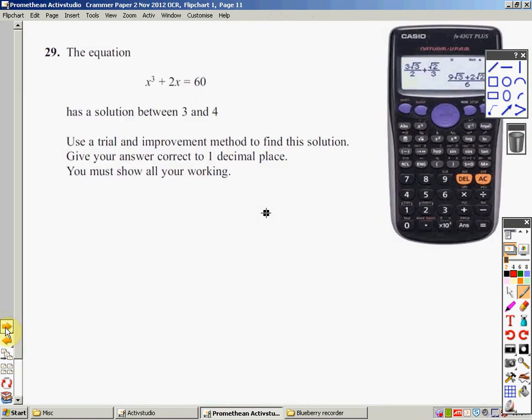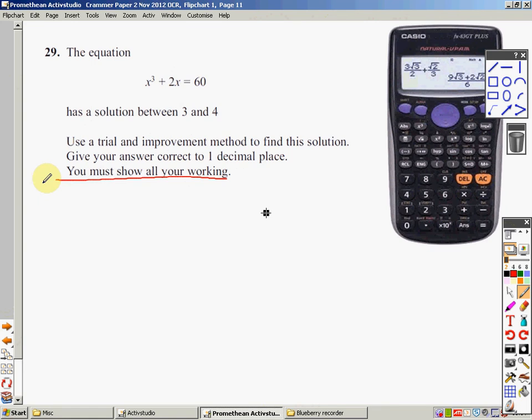Moving on. Right, big point question this one. Sometimes 4, sometimes 5. It's a lot of work for it, but it comes up every single year. We've done a bit of this in class, hopefully. I'm just going to do it how I would do it as we go through it. So, the equation x cubed plus 2x equals 60 has a solution between 3 and 4. Use trial and improvement. Now that's basically guess and guess again. However, once you've had one guess, you should better improve your guessing. Give your answer correct to one decimal place. You must show all your working. That's really crucial, that bit there.